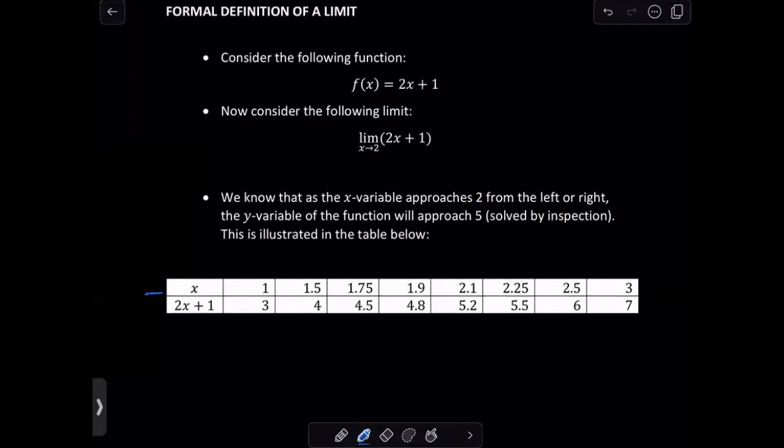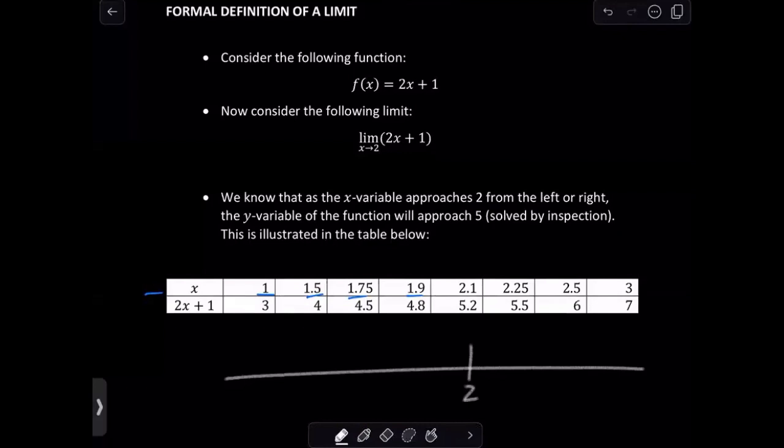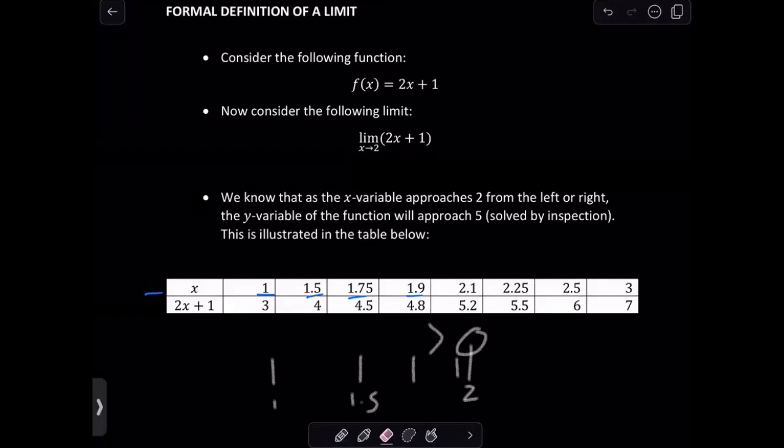In the first row here, I have x values. So I'm looking at x equal to 1, 1.5, 1.75, 1.9. You can see that these x values are approaching 2 from the left. If you had to draw a number line, here's 2. You have 1 here, 1.5 is somewhere here, 1.75 is here, and 1.9 is there. So we're approaching 2 from the left. We are on the left-hand side of 2 and we are approaching it. Why am I doing that? Because I'm looking at x approaches 2.